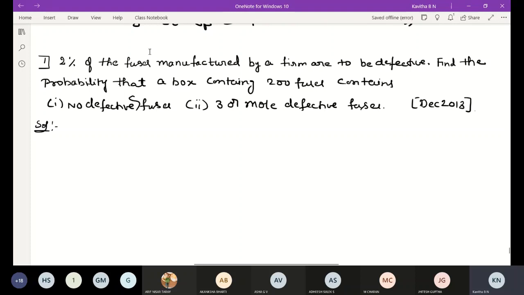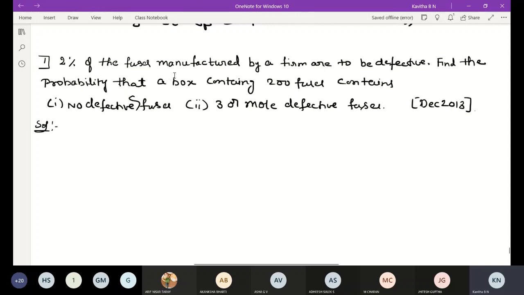2% of the fuses manufactured by a firm are defective. Find the probability that a box containing 200 fuses contains, first one, no defective fuses, second one, 3 or more defective fuses.